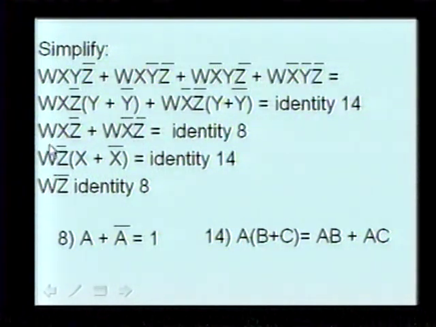So then we again simplify, we see the common terms there, W and not Z, and W and not Z. So we have W not Z ANDed with X ORed with not X. And again, this becomes a 1. So we're left with W not Z.